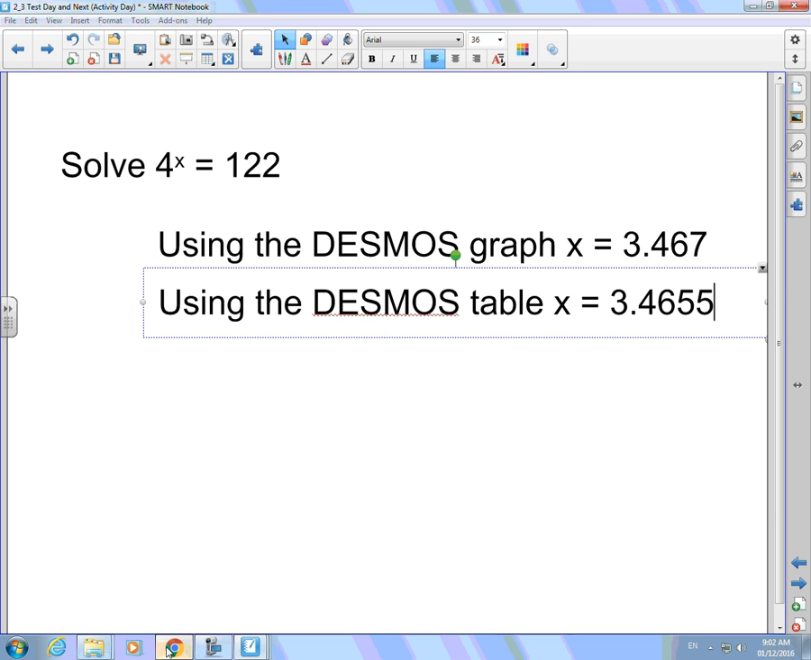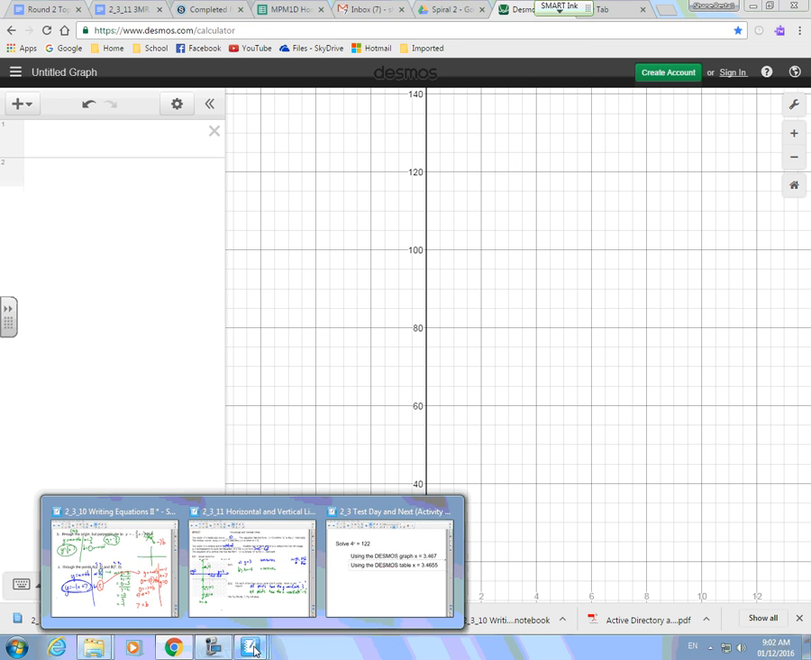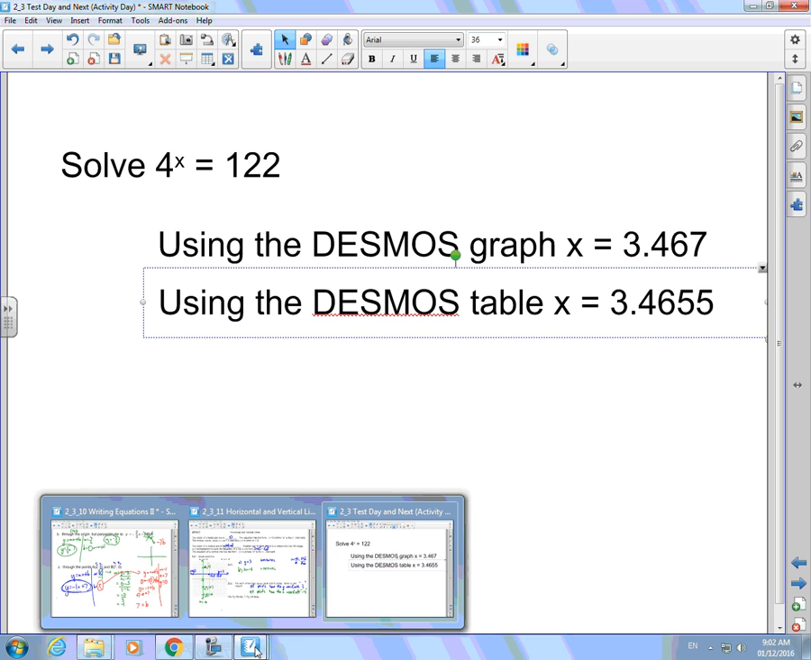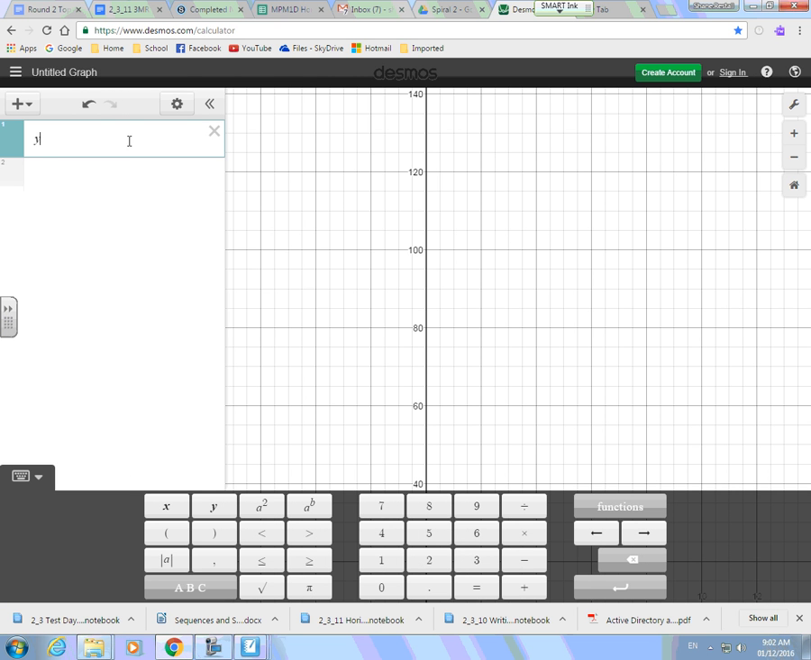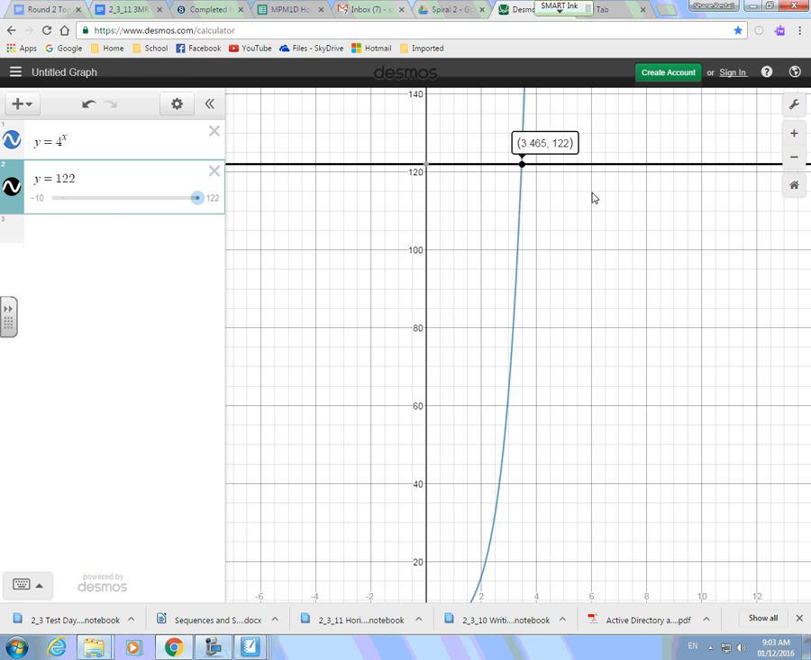Here's my favorite way, and you're going to have to figure out what way is best for you. But we want to solve 4 to the x equals 122. What I could do is graph 2 graphs, and I'll show you what I mean. Graph y equals 4 to the exponent x, and graph y equals 122. Then I just need the spot where they cross. And notice it gives it to me exactly. Bam, there it is, 3.465, and I'm done. It's exact, or as exact as I can get to these decimal places.